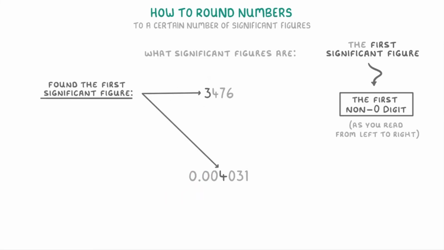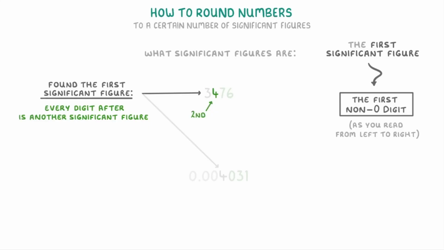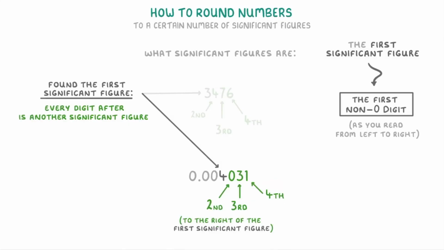Once you've found the first significant figure, every digit after it is another significant figure. So for 3476, this 4 would be the second significant figure, the 7 would be the third, and the 6 would be the fourth. Meanwhile, for 0.004031, this 0 would be the second significant figure, the 3 would be the third, and the 1 would be the fourth. And notice that this time, the 0 does count as a significant figure, because it's to the right of the first significant figure.